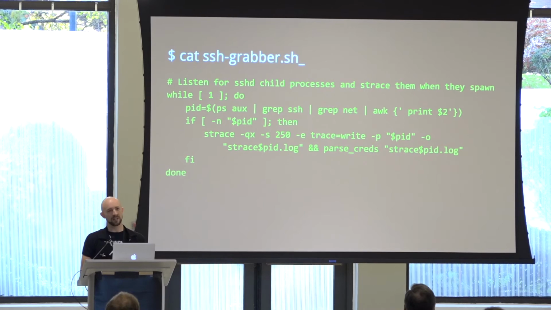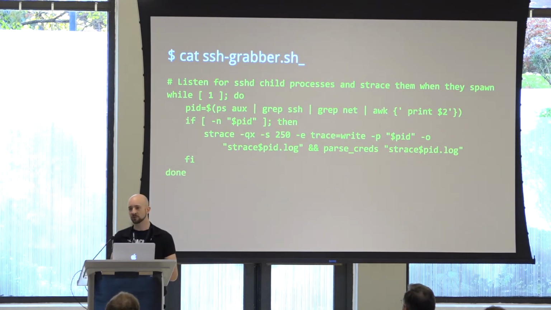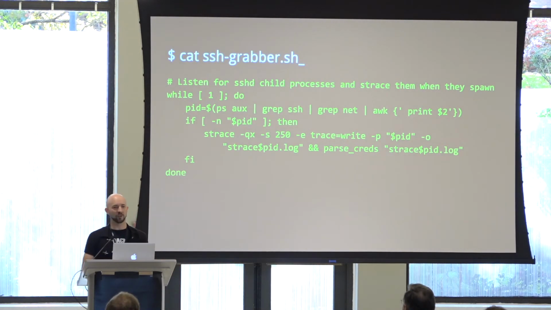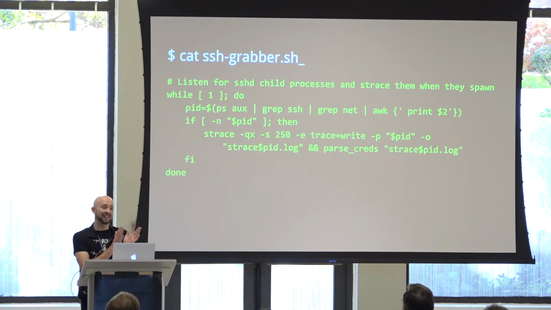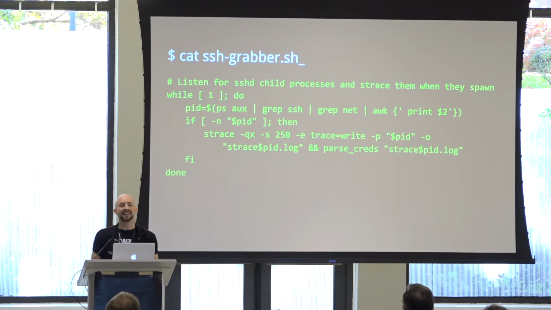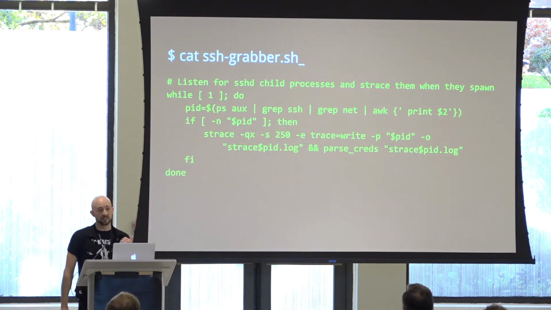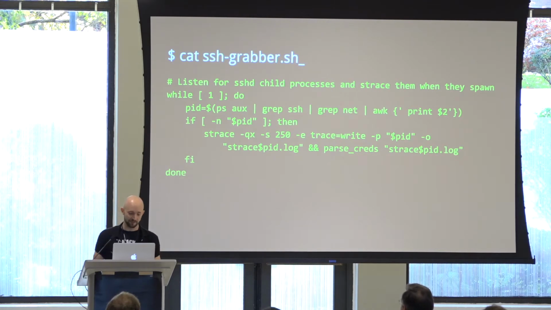The S flag here sets the size of our string buffer. This again is important because strace by default only captures 32 characters of whatever call it's bringing in. And this screwed me up for a while when I was writing it because I couldn't figure out why I was only getting partial passwords logged out. Make that string buffer nice and long and you'll get whatever you need. 250 should be good. If you're catching passwords longer than that, feel free to blow it out.